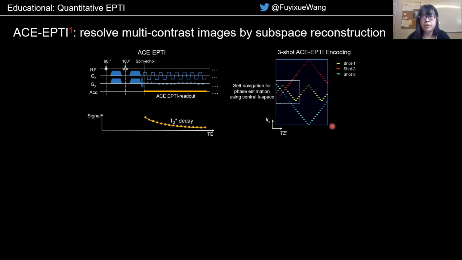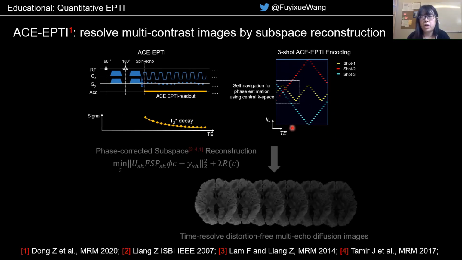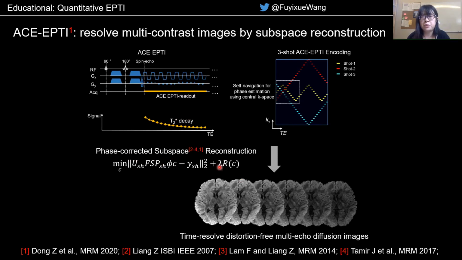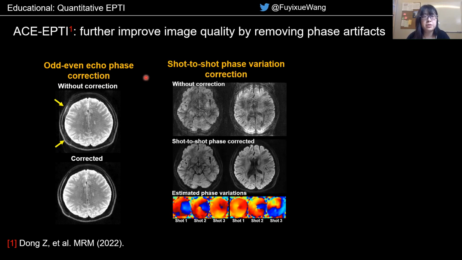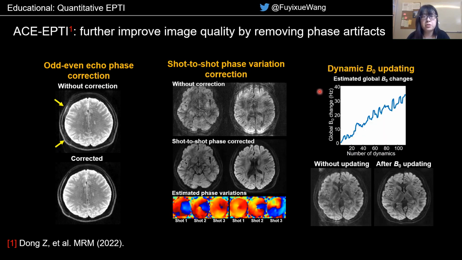So to recover the highly undersampled k-t data, a phase-corrected subspace reconstruction is used for ACE-EPTI to resolve the distortion-free multi-echo diffusion images. And in this reconstruction, the eddy current induced odd-even echo phase difference, the shot-to-shot phase variations, and also the dynamic B0 changes are incorporated to improve the image quality and remove potential phase artifacts.